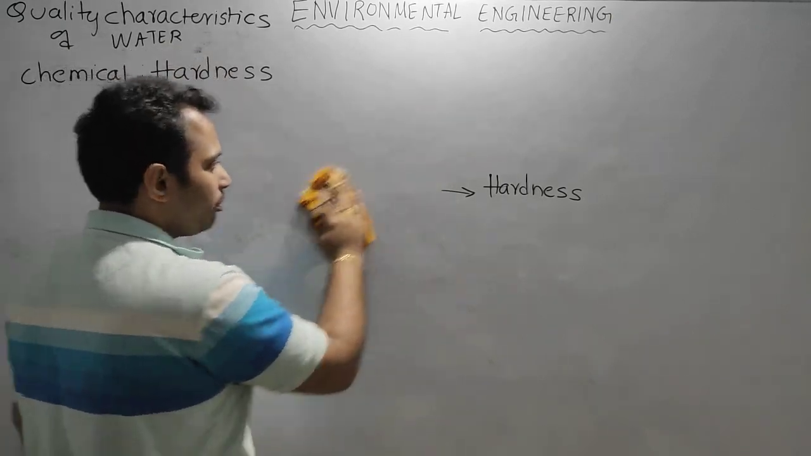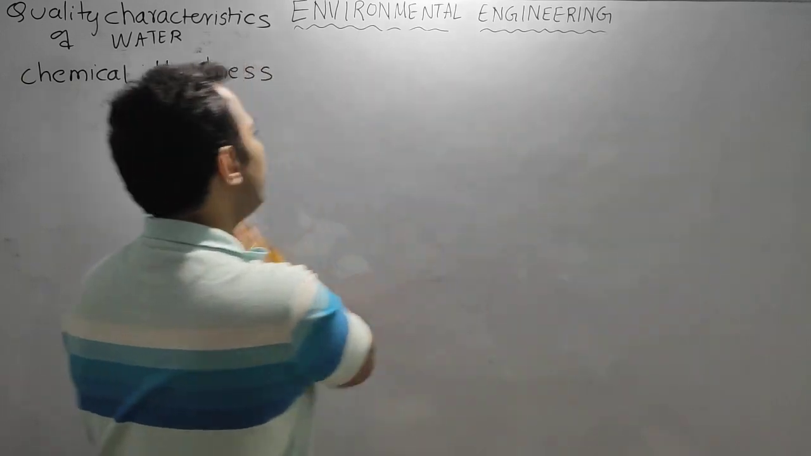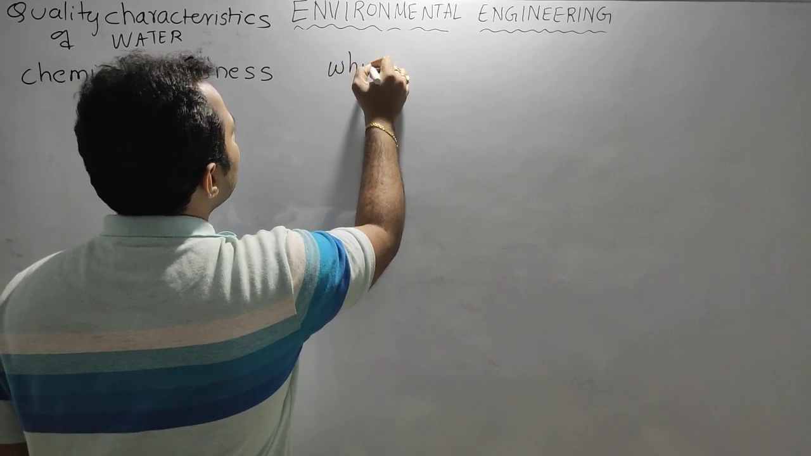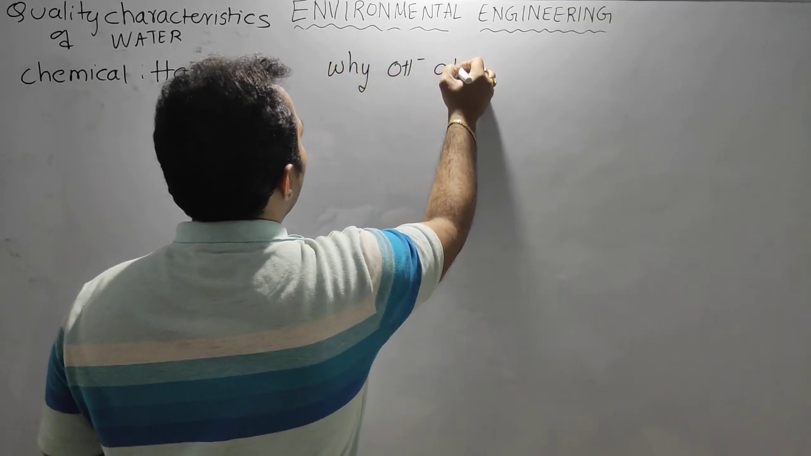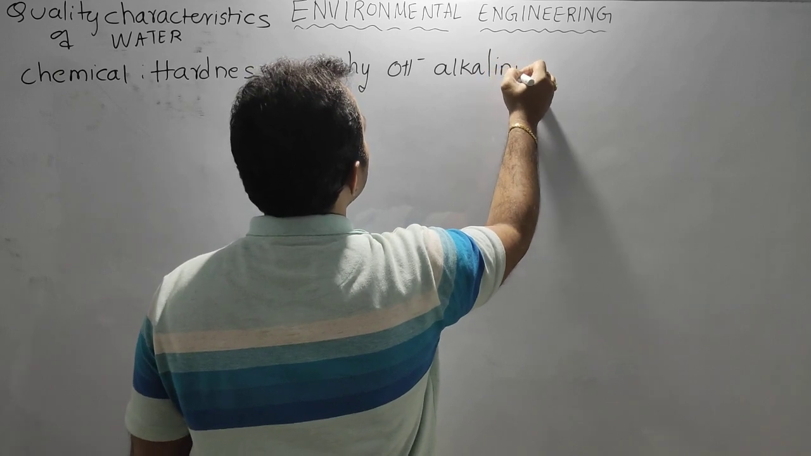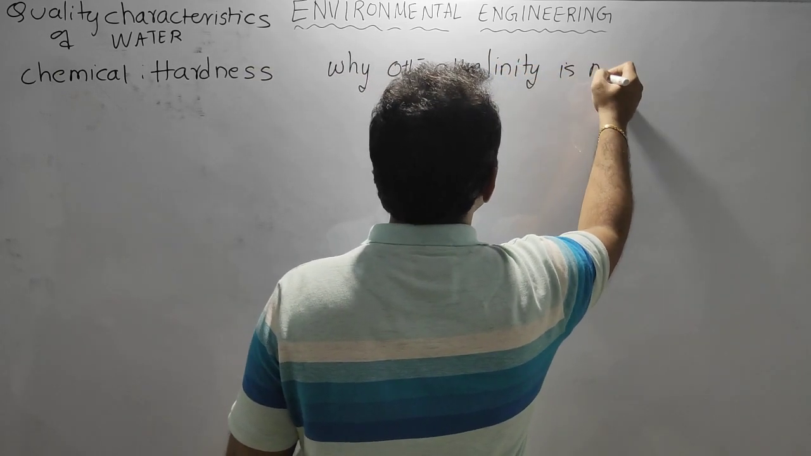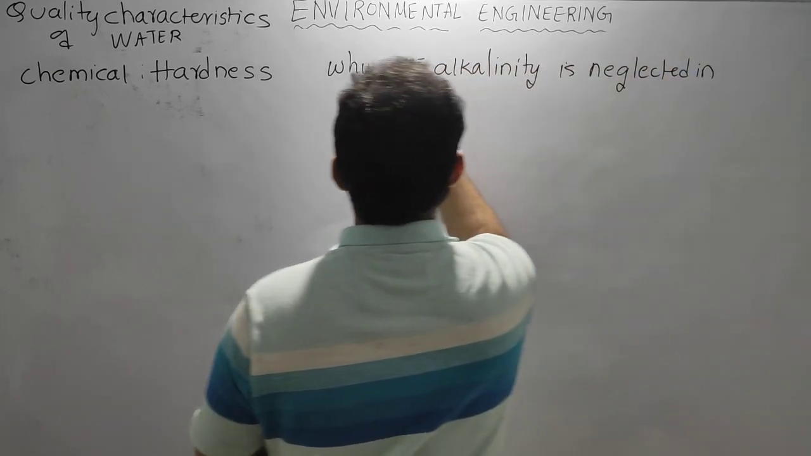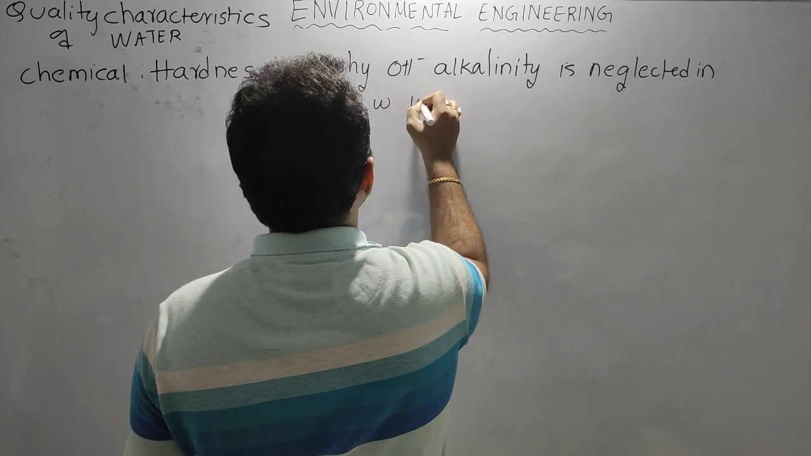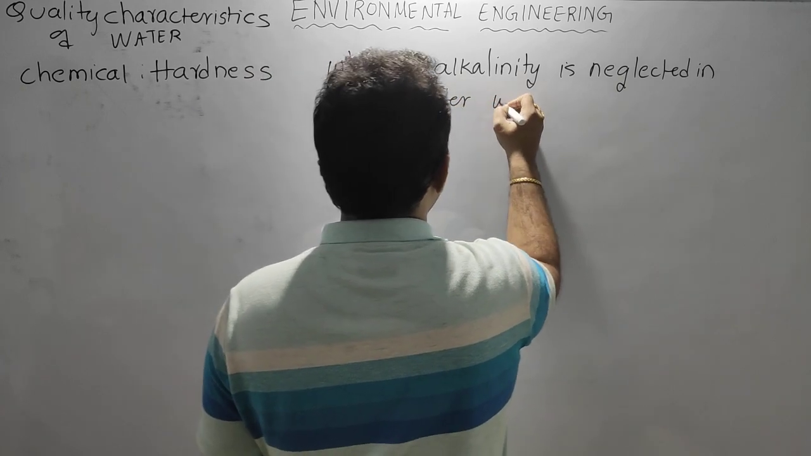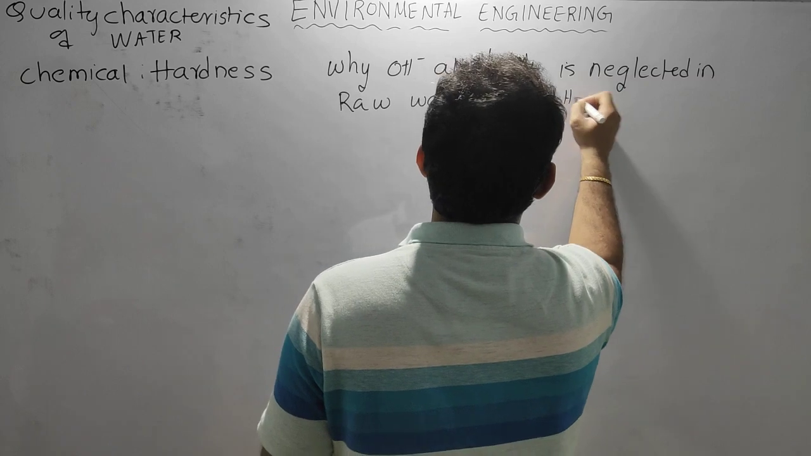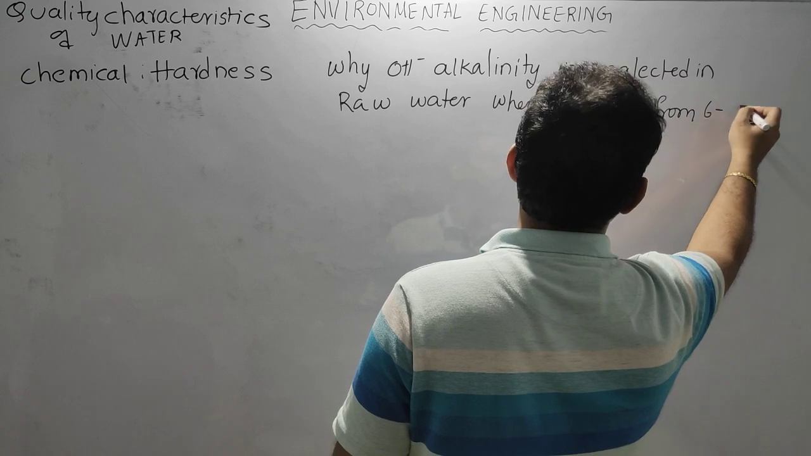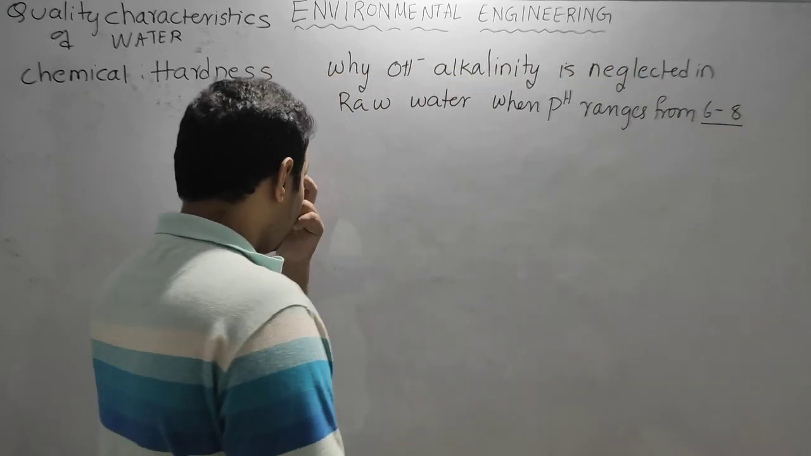Okay. So why is OH minus alkalinity negligible in drinking water? OH minus alkalinity is neglected in raw water when the pH ranges from 6 to 8. Okay, when the pH ranges from 6 to 8.